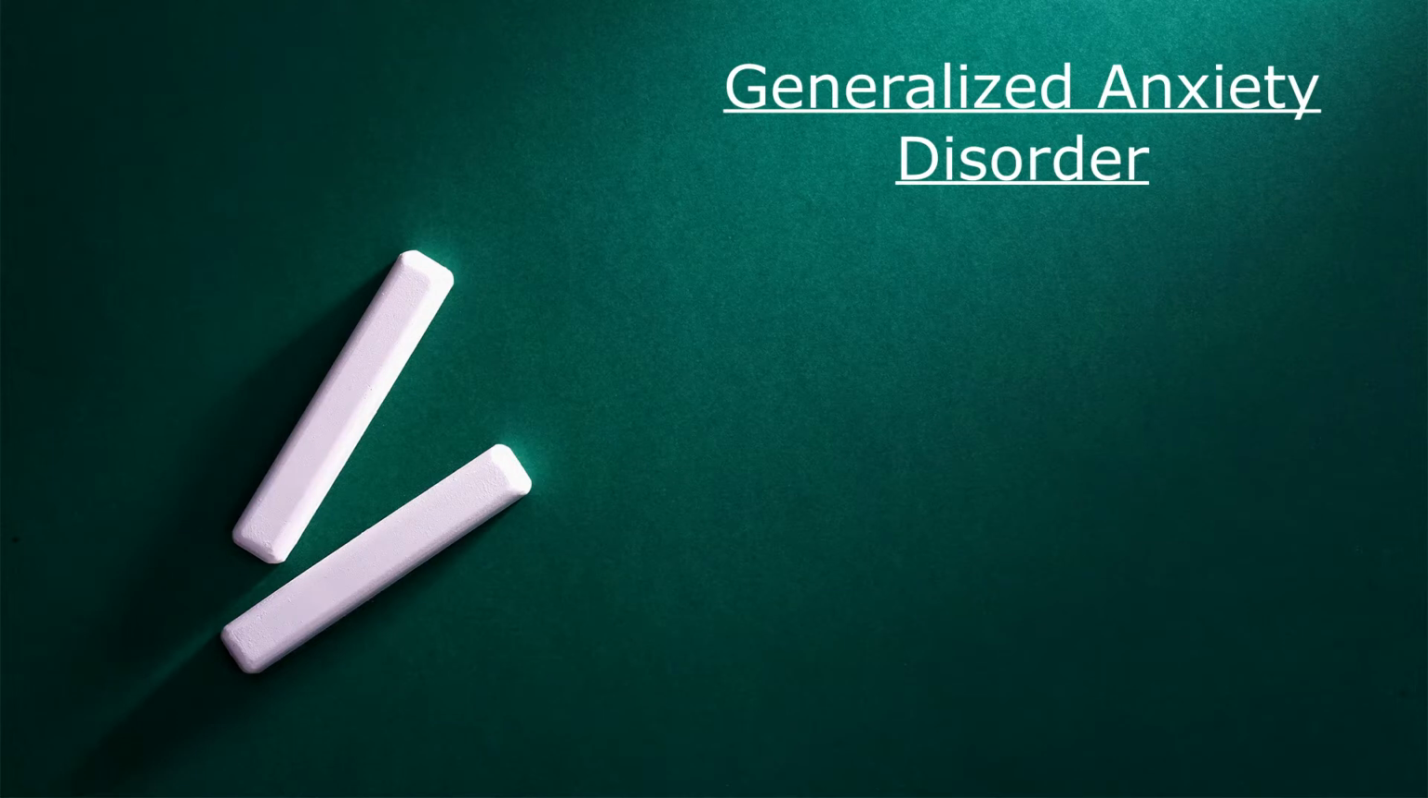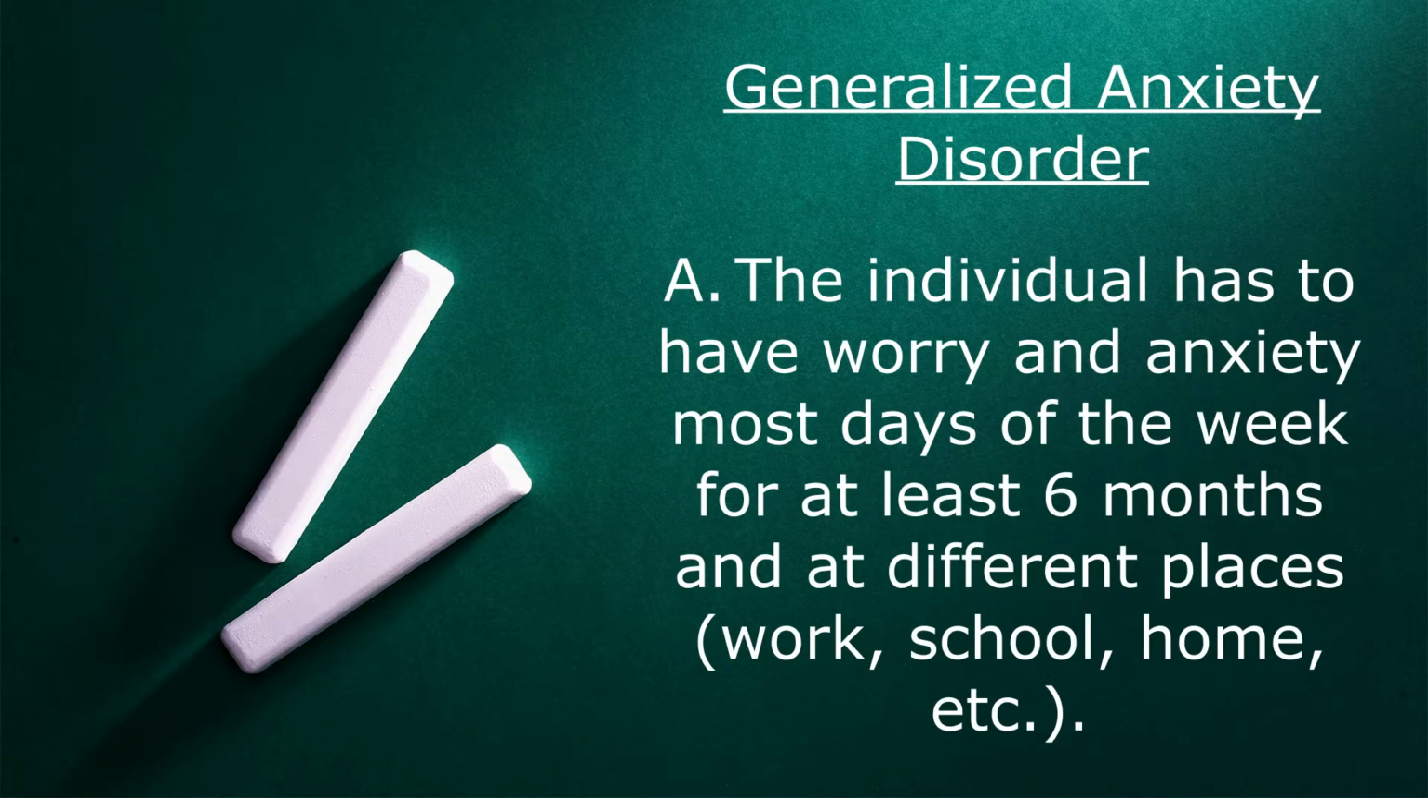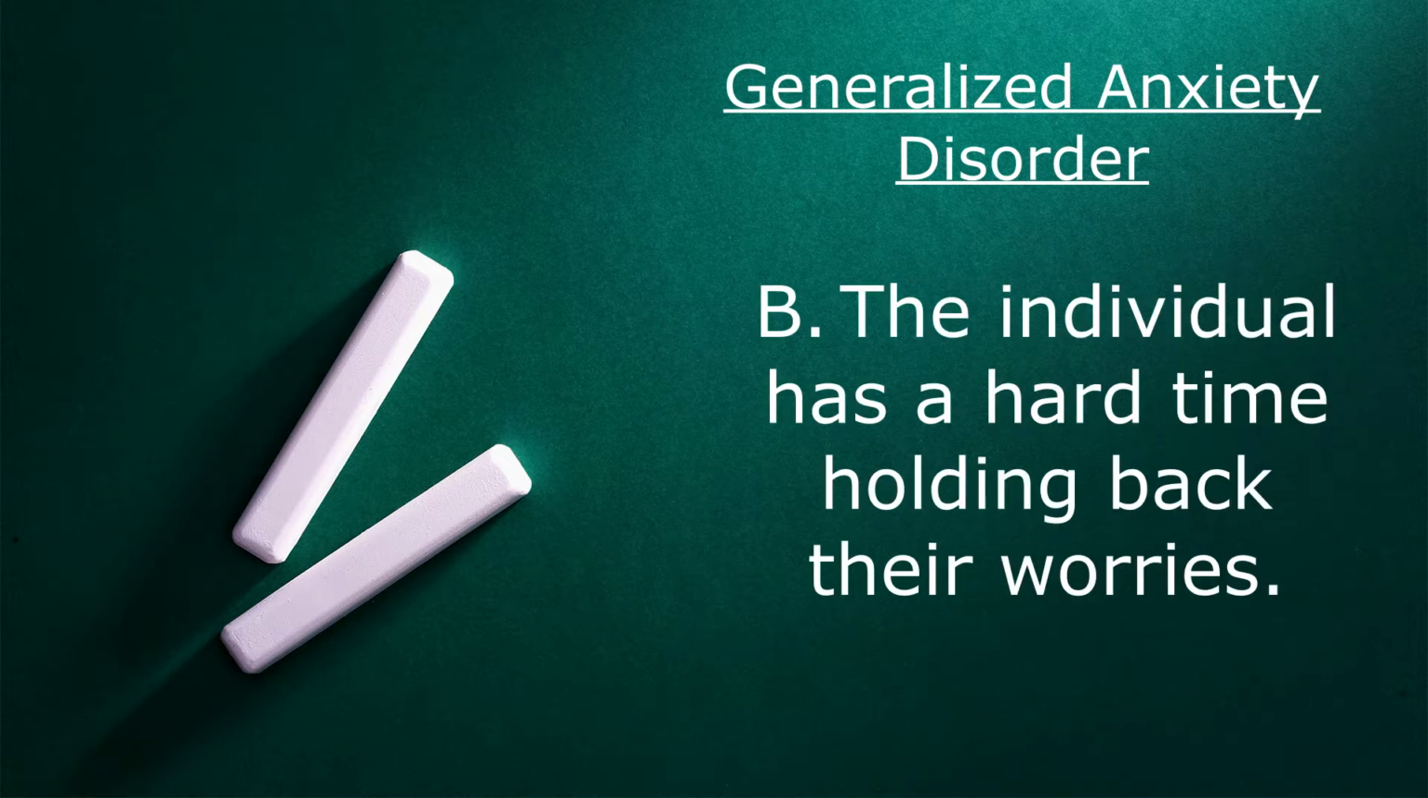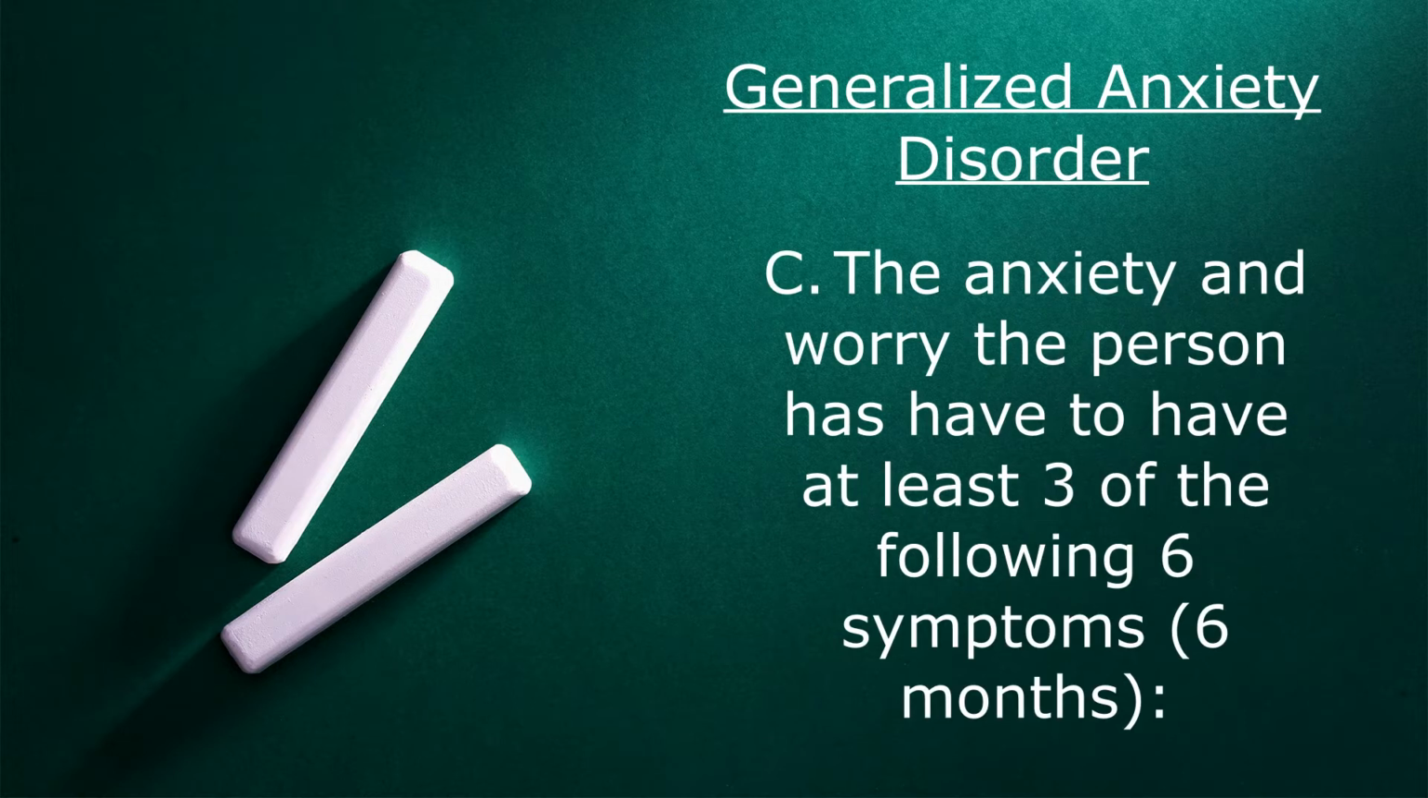In order to be diagnosed with generalized anxiety disorder, a person has to have the following symptoms. A, the individual has to have worry and anxiety most days of the week for at least 6 months and at different places, whether it's work, school, home, etc. B, the individual has a hard time holding back their worries or their anxiety. C, the anxiety and worry have to be accompanied by at least 3 of the 6 symptoms that I'm about to describe, and that has to be within the time period of 6 months.